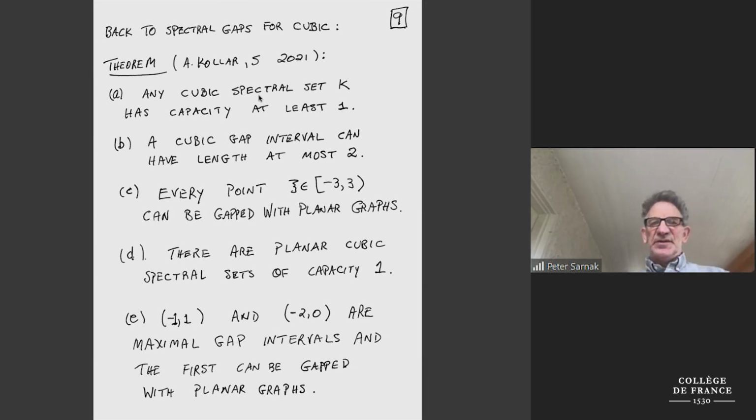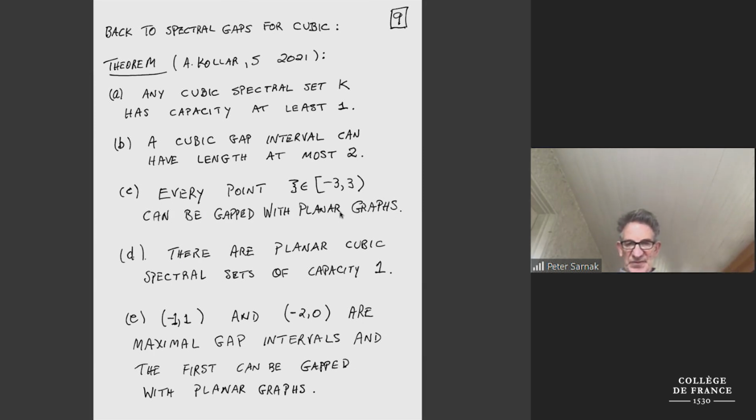A cubic gap interval, so I'm trying to make big gap intervals. We've seen at the two edges, a cubic gap interval can never have length bigger than 2. So if you have any subinterval of [-3, 3] whose length is bigger than 2, then it cannot be a gap set. There are only finitely many three-regular graphs which have no eigenvalues in that set. So we're getting some insight into what these spectral sets look like. Probably the most important and useful thing for them is that every point can be gapped with planar graphs. With planar graphs, I emphasize, even with planar graphs.